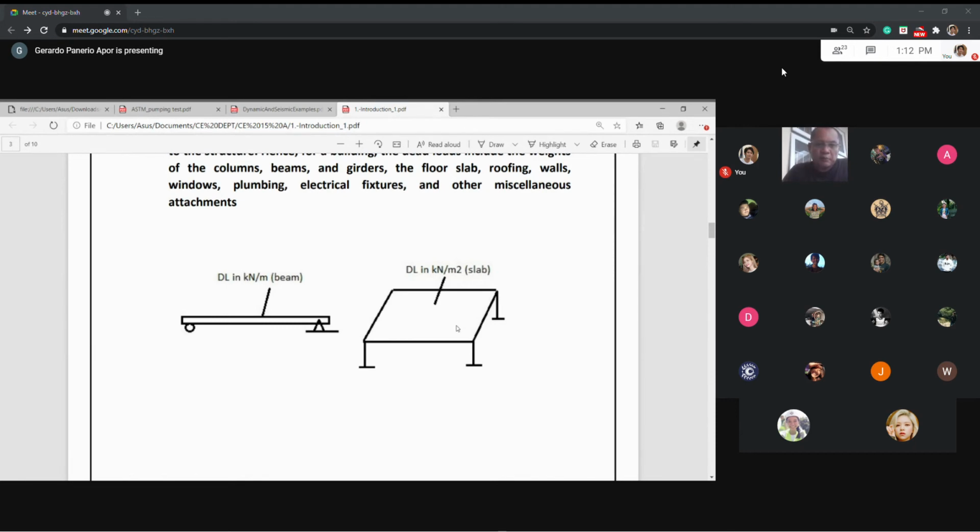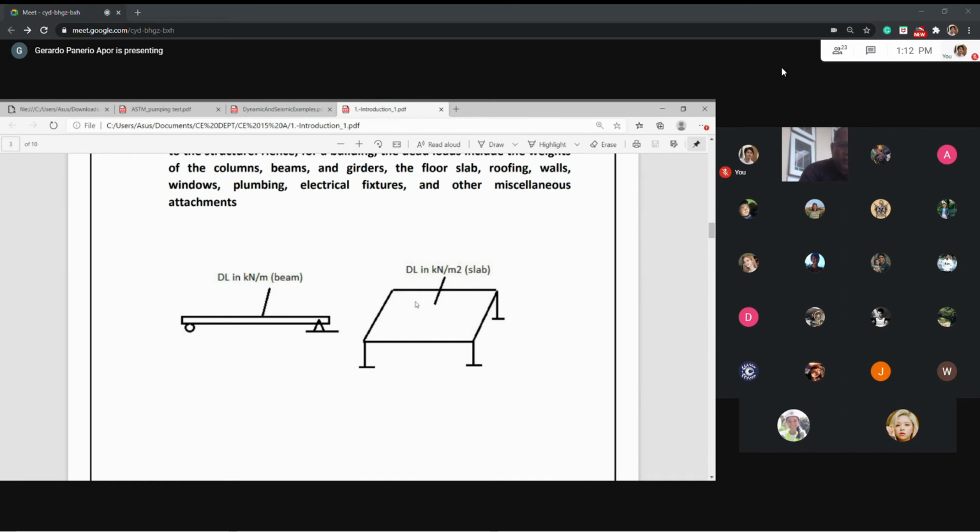So, here is an example. The picture is what will be the dead load if you have a line structure. This is a typical example of a line structure because it's just one line. So the load is also linear. The unit is kilonewton per meter.